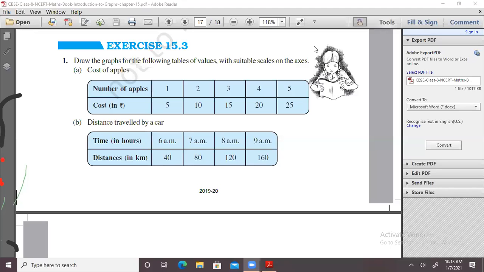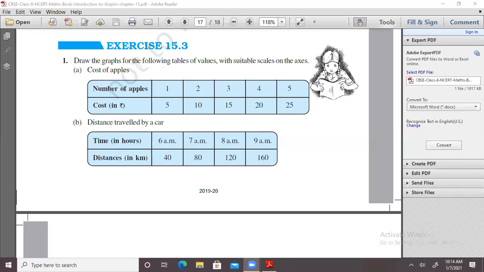Next exercise is exercise 15.3. Here also you have to draw the graph. You are given a table here and you have to draw the graph, same as before. First one is: draw the graph for the following tables of values with suitable scales on the axis.